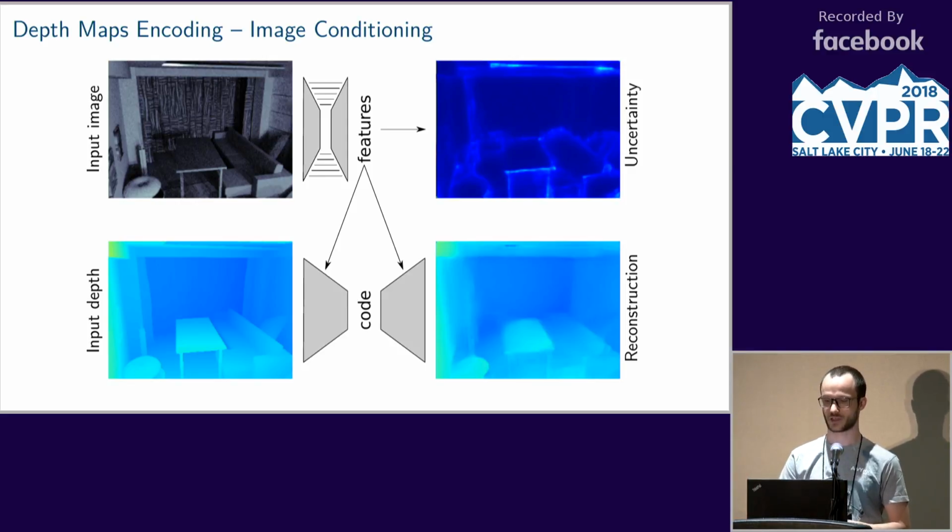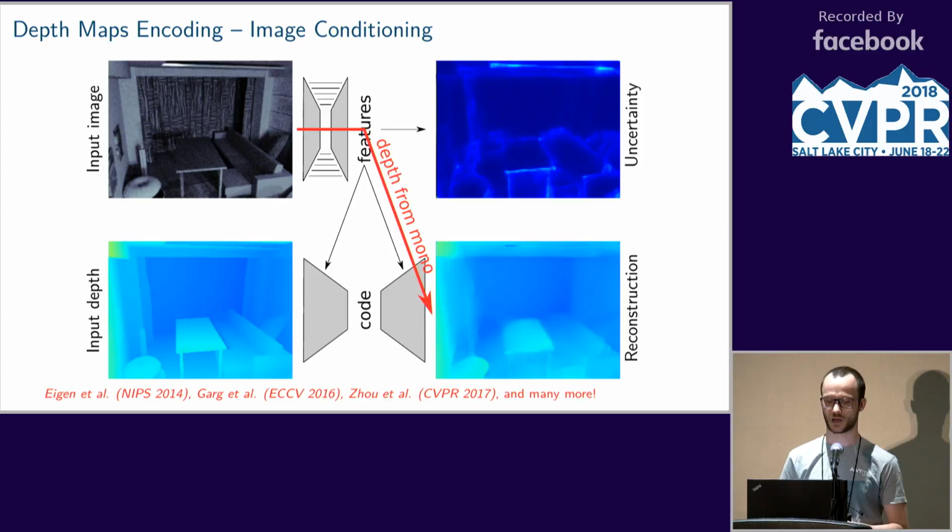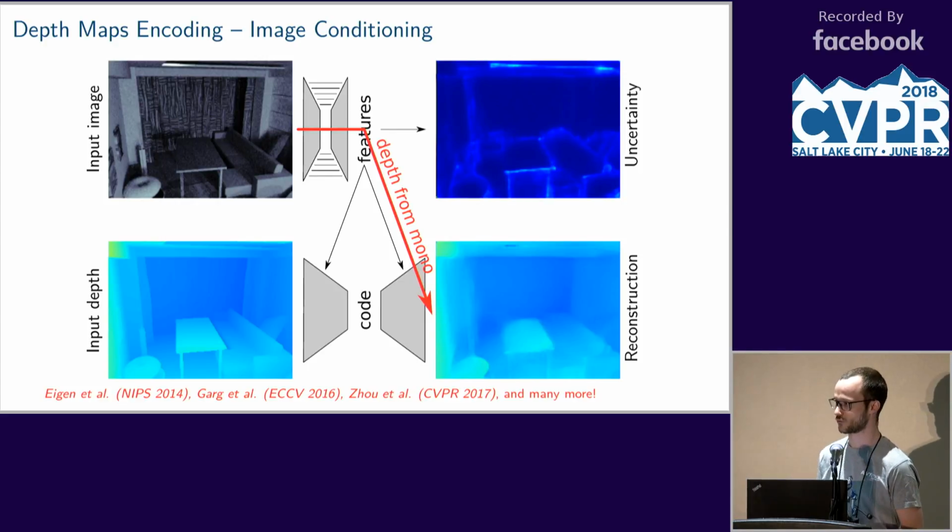Now you can also think of that network in a different way. If you take the path coming from the top left to the bottom right, this is basically depth from mono prediction, and this has been a very active field in the past few years. Now we have the extra advantage that we have this code in the bottom that allows us to modulate that depth from monocular prediction.